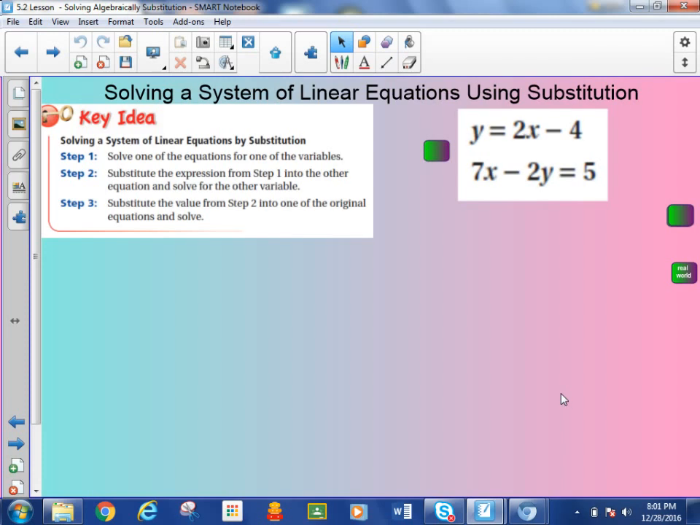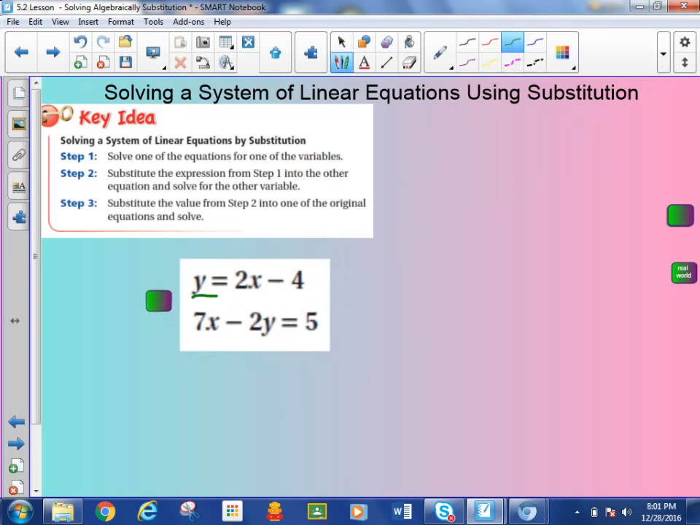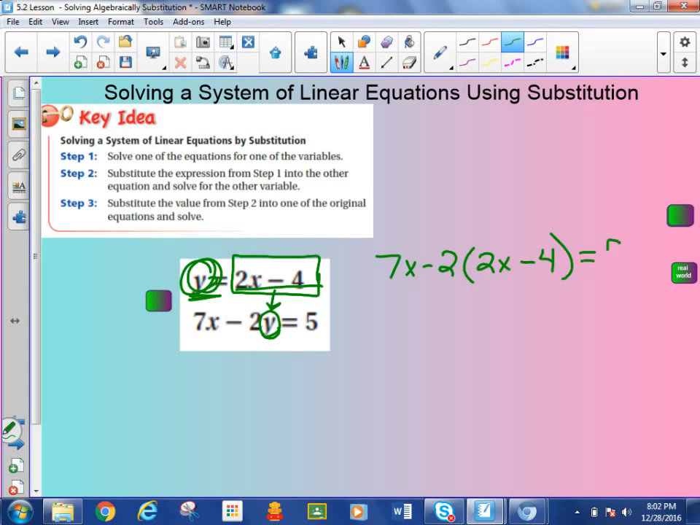Here, if we notice in our original equation, we already have y solved. So we already know that y equals 2x minus 4. We're going to substitute in this part of the equation where y is. Now if I rewrite that bottom equation, I have 7x minus 2, and then in a parenthesis, I'm going to put what y was worth, because y is equal to 2x minus 4. So we write 2x minus 4 and then equals 5.